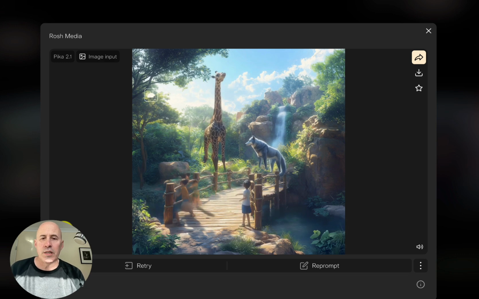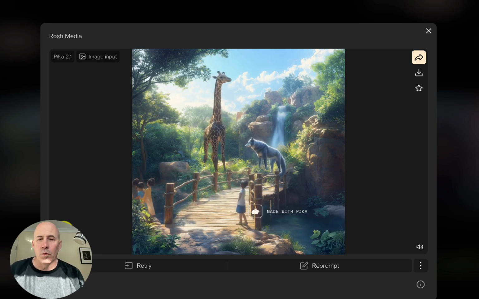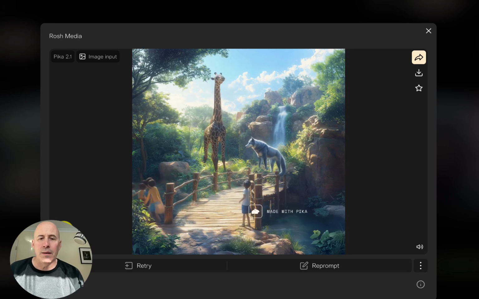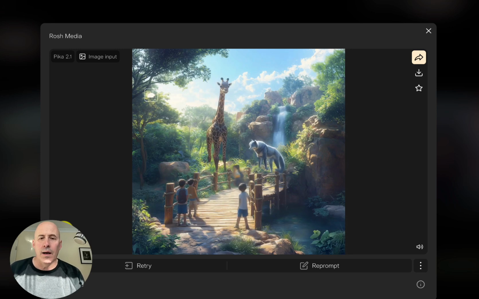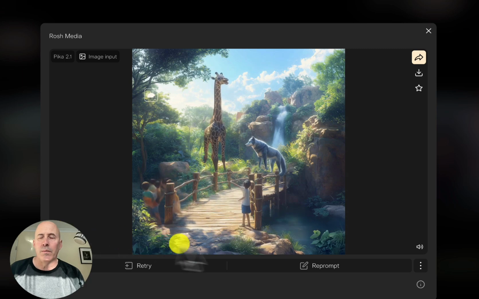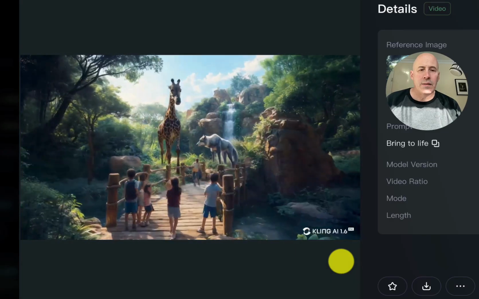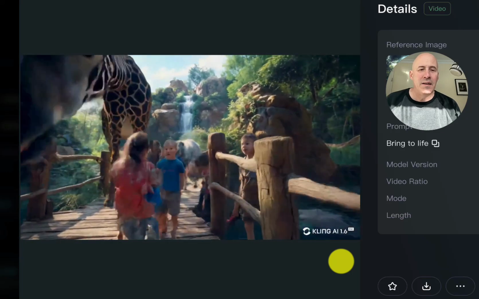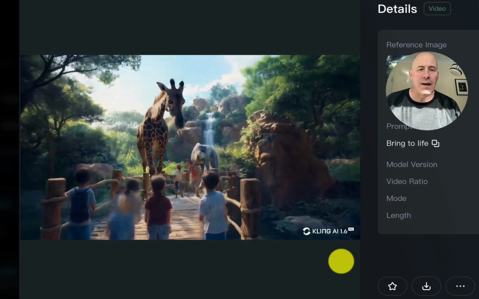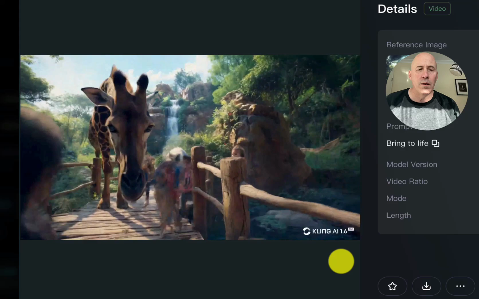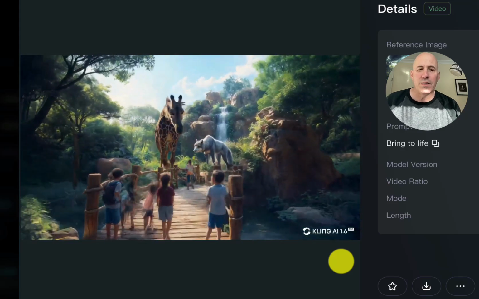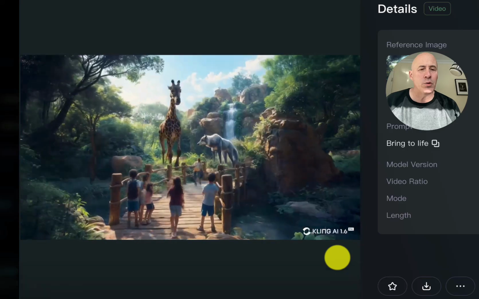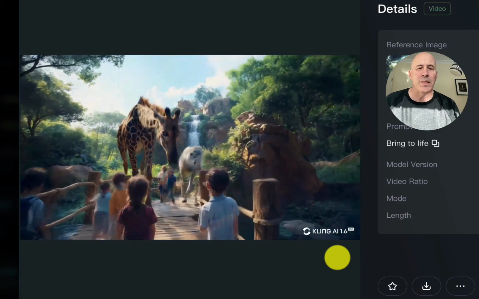add some ghostly children. The wolf is still there, the gray wolf, and the giraffe seems pretty happy. Interesting. Let's see what the other ones do. Here's Kling, and the wolf is morphing, and the giraffe is charging, and again we have kids coming out of nowhere. So I'm not sure. This one just didn't work out so well, but all of them seem to be having trouble with this image.